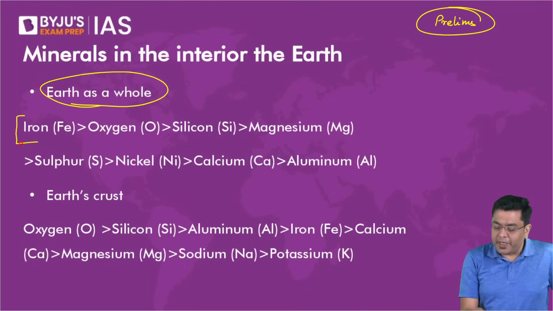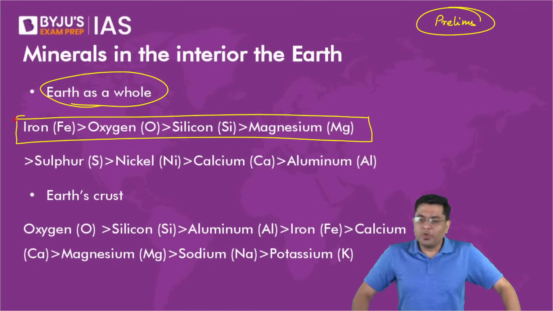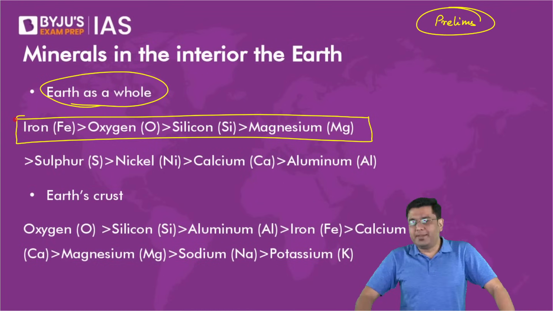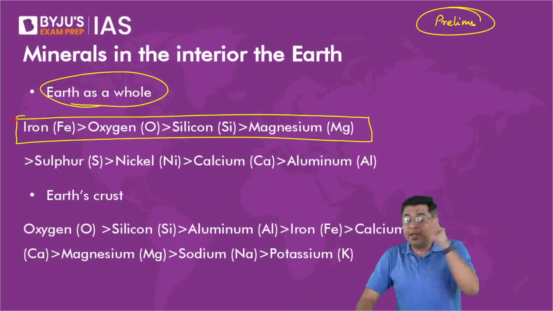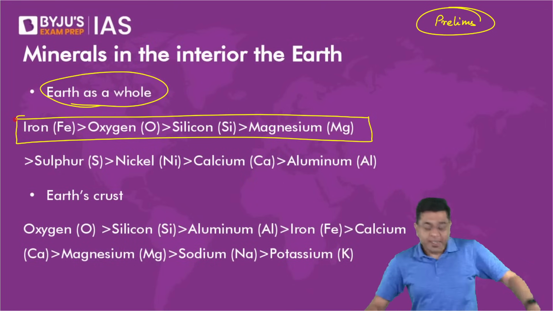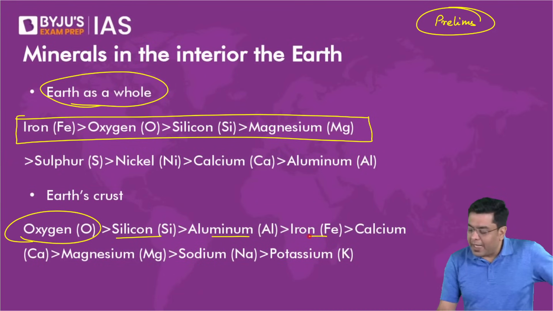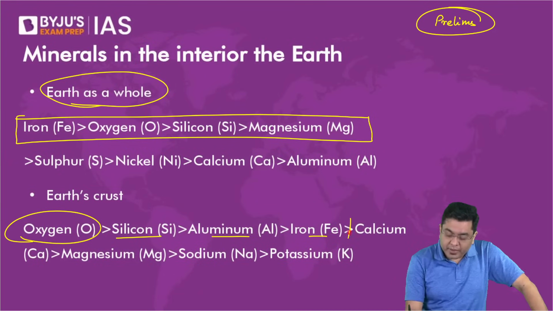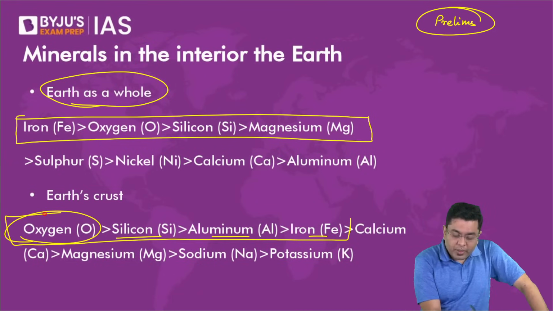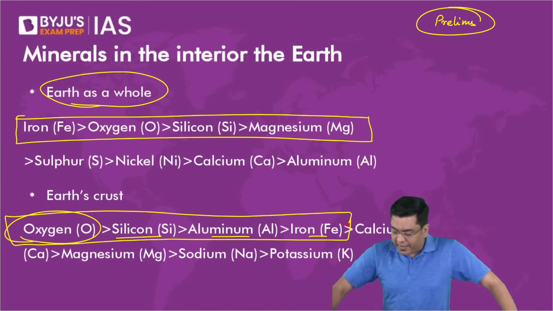Ideally, for your examination, the top four need to be recalled. But when you consider only the Earth's surface, not the entirety of the planet, only the top of the crust, there oxygen is the most abundant, followed by silicon, aluminium, and then comes iron. So again, the top four, you need to recall that for your examination.